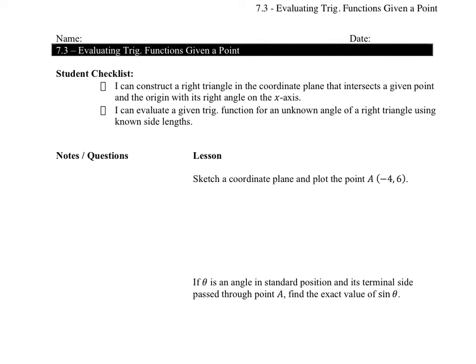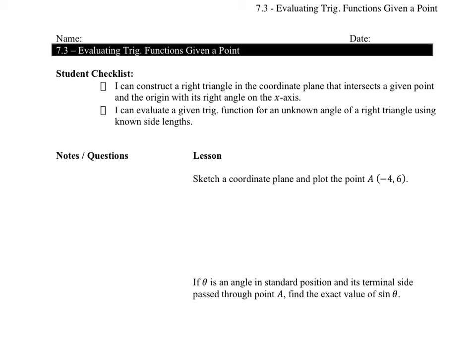So you're going to be told a point that it intersects, and it intersects the origin, and its right angle is always going to be on the x-axis. So it's going to be like the triangles that we drew in class today. I can evaluate a given trig function for an unknown angle of a right triangle using known side lengths. And this just goes back to basic trigonometry and the things that you should remember from geometry.